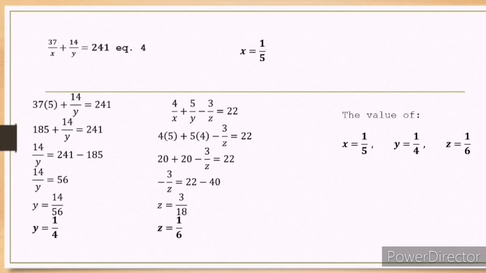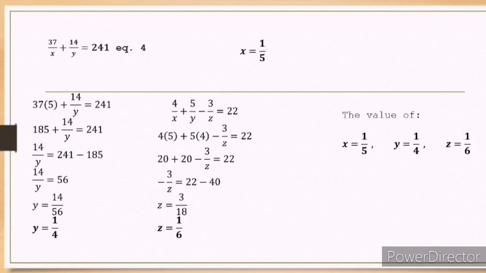Now let us substitute x into equation 4. 37 times 5 plus 14 over y is equal to 241. 185 plus 14 over y is equal to 241. 14 over y is equal to 241 minus 185. 14 over y is equal to 56. Then y is equal to 14 over 56. Y is equal to 1 over 4.